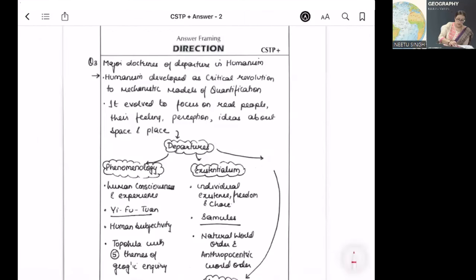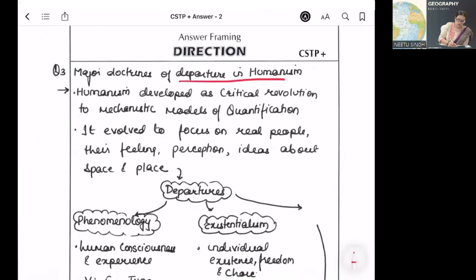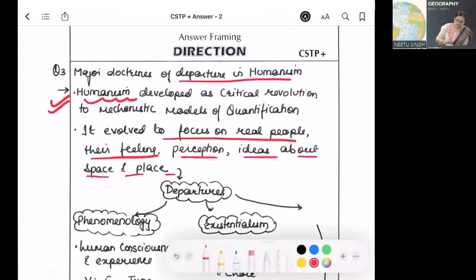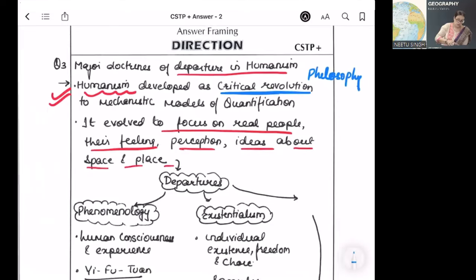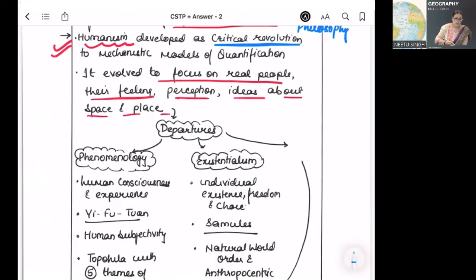I have many questions. Major doctrinal departures of humanism. By default, begin your answer on what humanism is. Focus on real people, feeling, perception, ideas about place and space. See, in the introduction I have written, it started as a critical revolution. It actually started as a critical philosophy, but it definitely was meant to grow beyond being a critical philosophy. And then when it talked about real people, real perception, you automatically take the departures that are there, and departures is what precisely all of us are aware of.